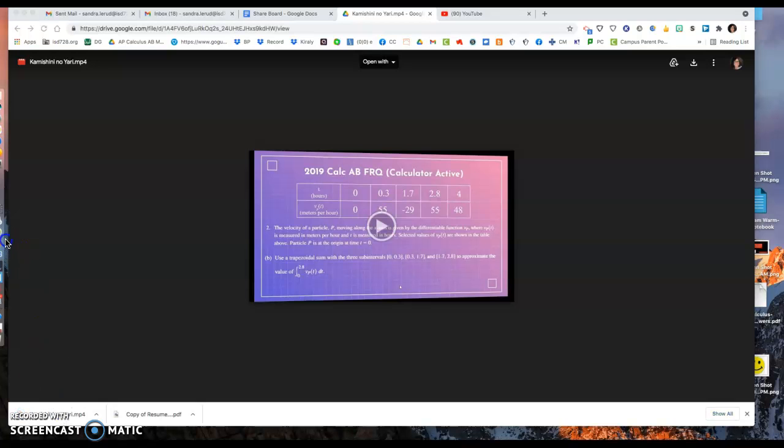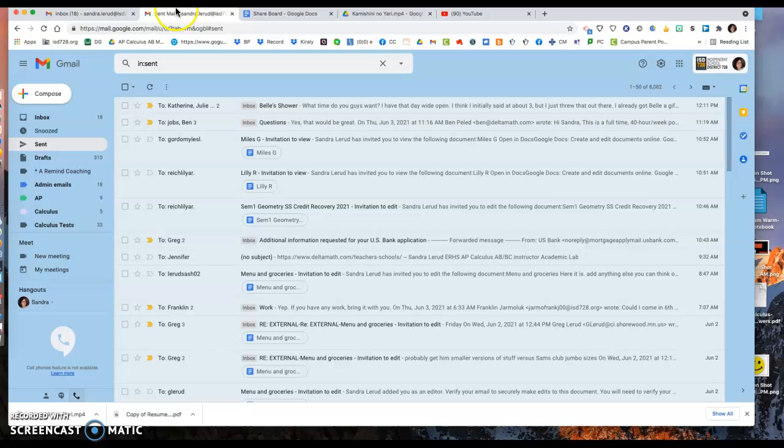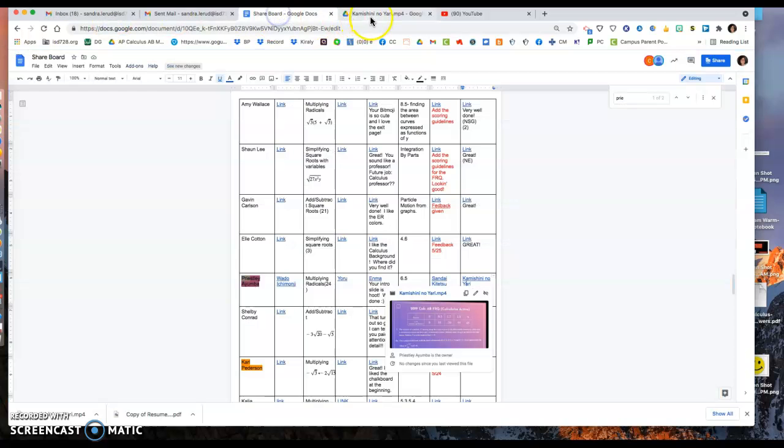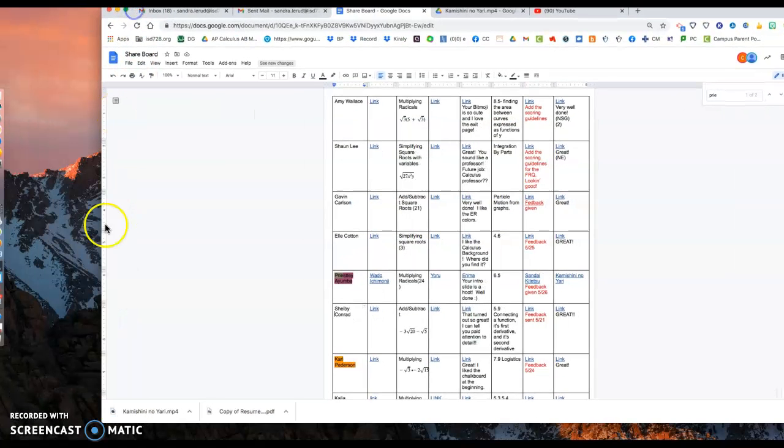So you should have your sitting and waiting and ready to roll. Where did I put it? I'm going to move it over and let's dump it on here.